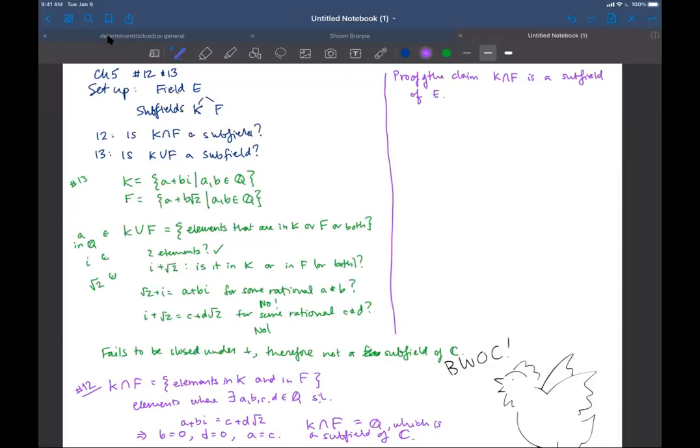K and F are subfields of E. So two elements. Since K is a subfield.